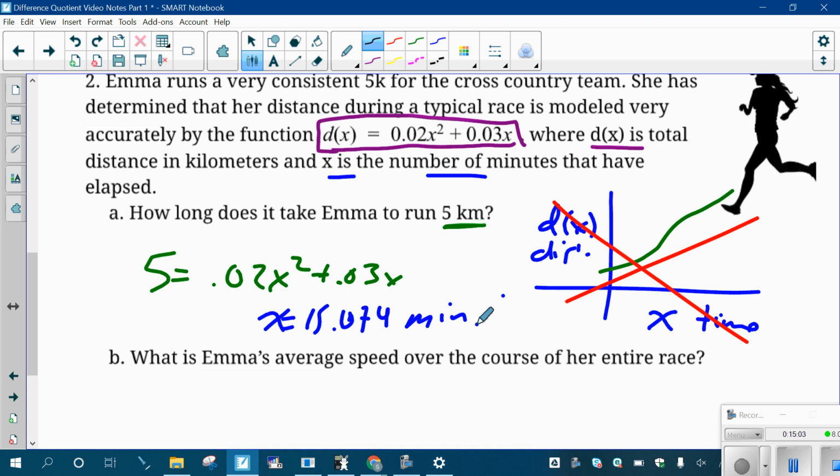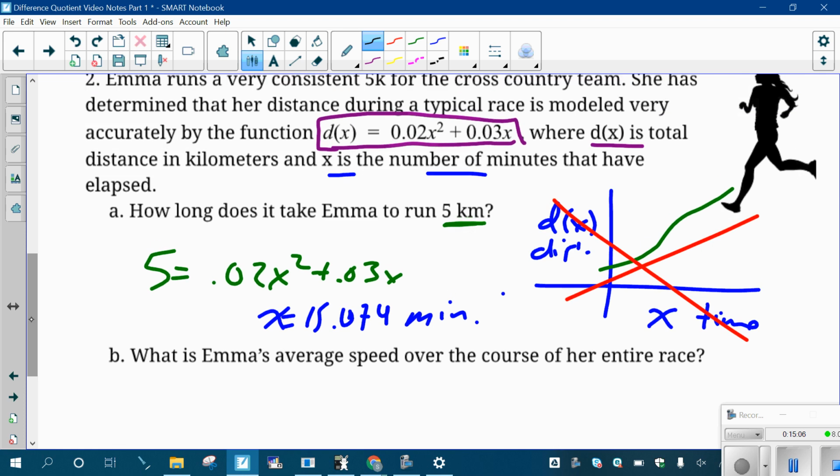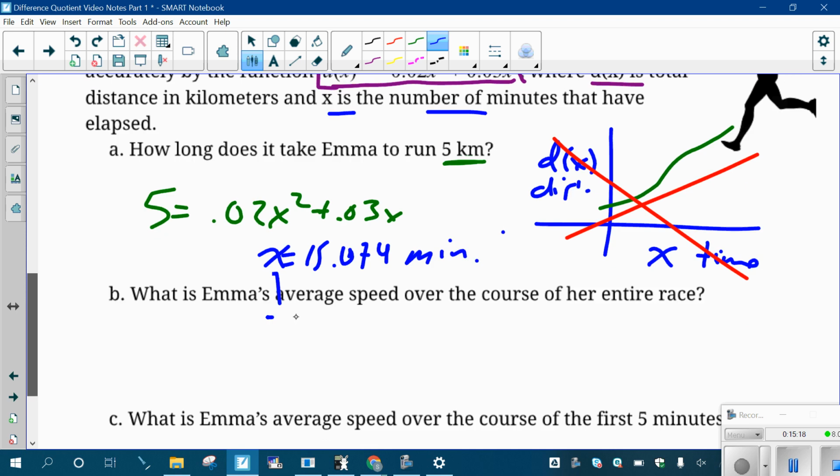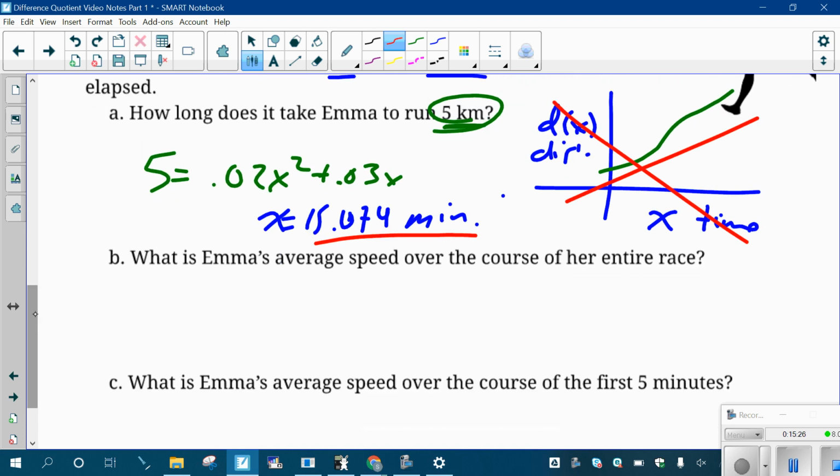Now we want to know speed. What was her average speed over the course of the entire race? Well, it was a 5K race, so she ran this far in this long. But I want to do this with the difference quotient. I'm finding speed, so I'm going to be doing a slope calculation, but with this difference quotient. My x values are time, and my f of x values are distances. What is her starting time if I'm doing her average speed for the whole race? Well, the starting time is 0.